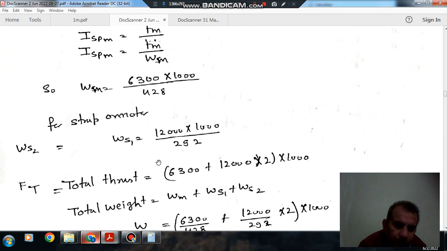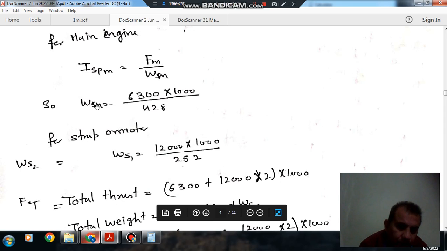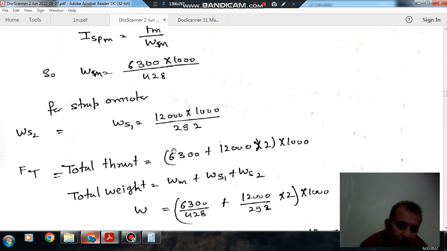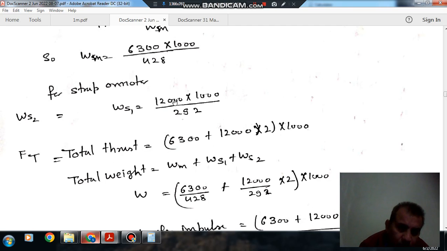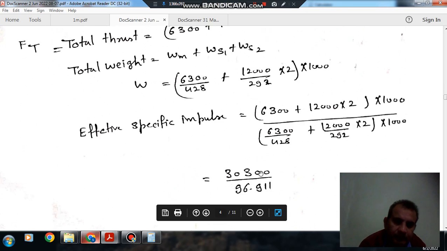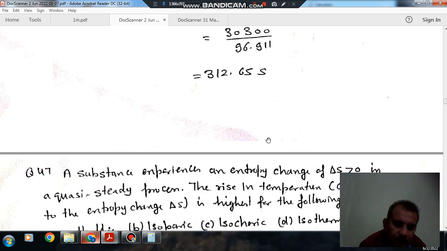Now we have the total weight per second, that is Wm plus Ws1 plus Ws2, and we have the total thrust also, that is 6300 plus 12,000 into 2, because there are two strap-ons, all into 1000. That is the total thrust and that is the total weight. If we divide the total thrust by the total weight per second, it will be the specific impulse, which comes out as 312.65 seconds. So the answer is 312.65 seconds.